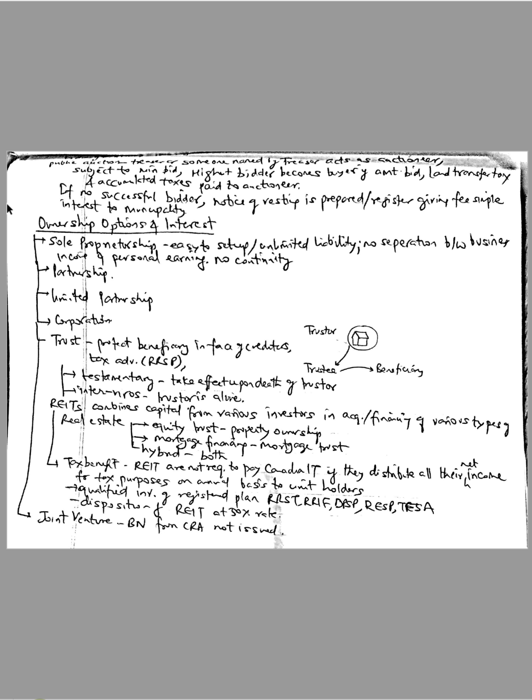Real estate investment trusts, and then there are joint ventures. Again, in joint ventures, a business number is not provided by the CRA.